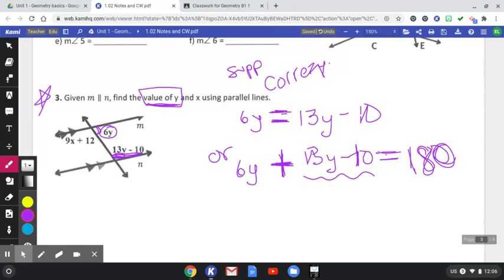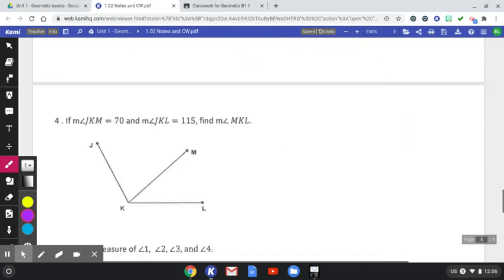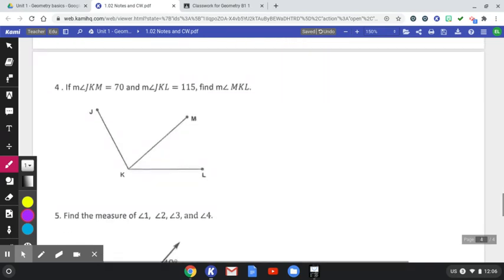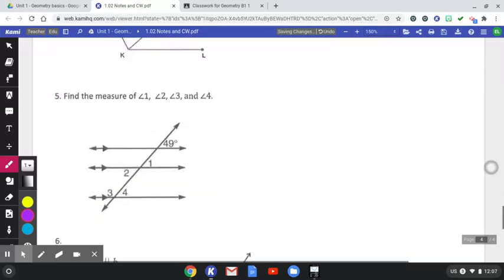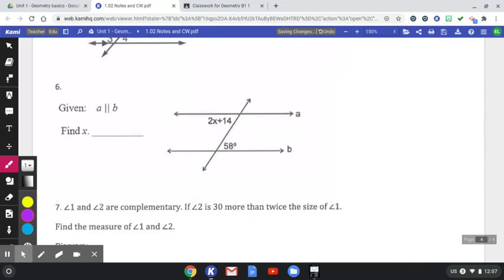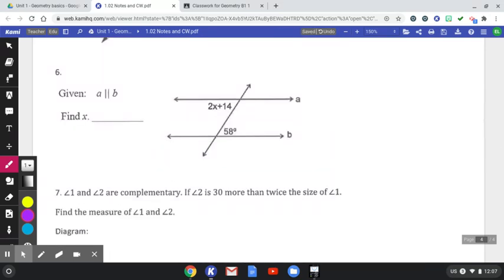I think the back is pretty self-explanatory. There's angle 4, which again, I want you to get used to this notation, the measure of those letters. Try number 5. Give me the angle 1 measurement, your angle 2 measurement, and so on. Number 6, they want you to solve for the value of x, so I want to see an equation done.